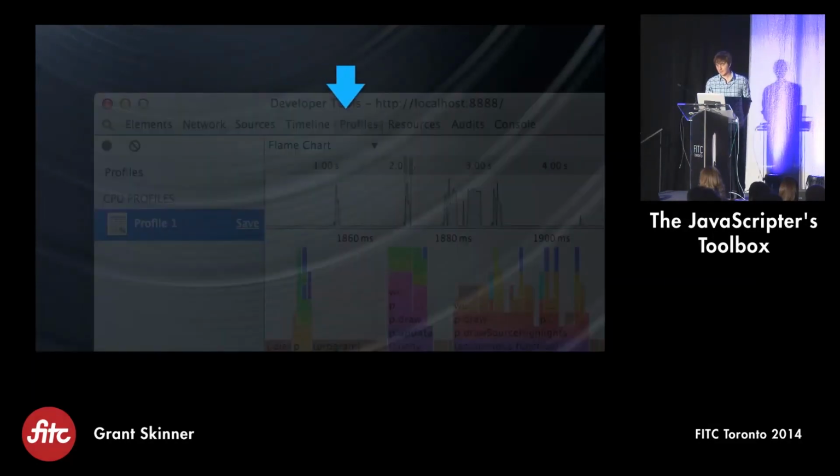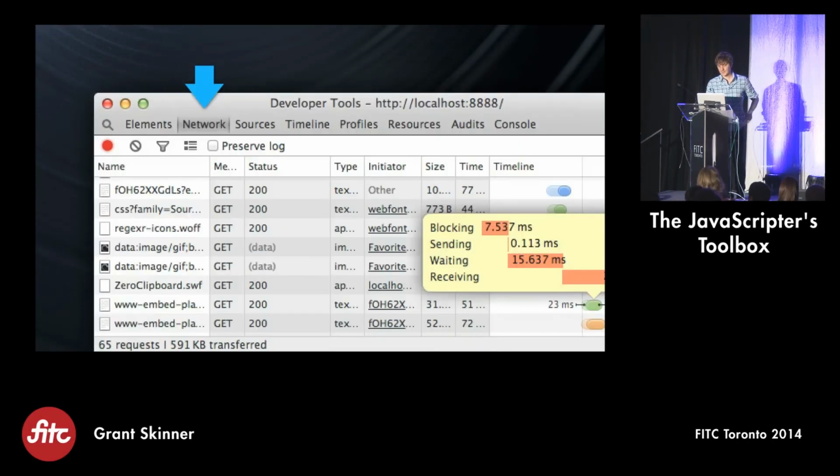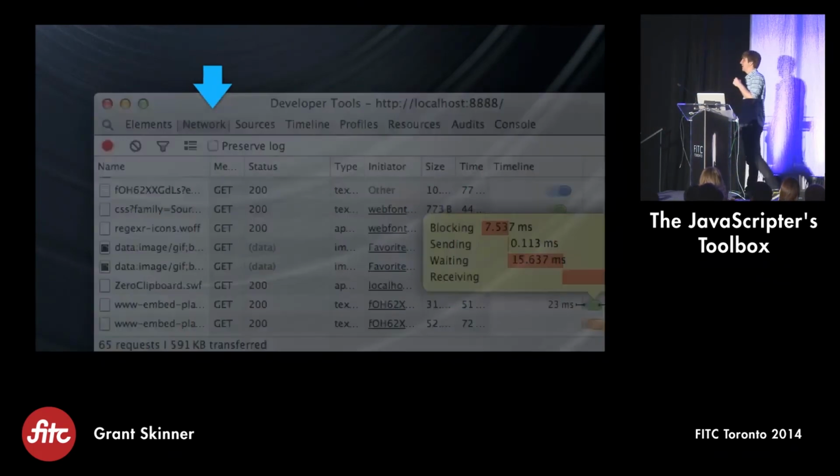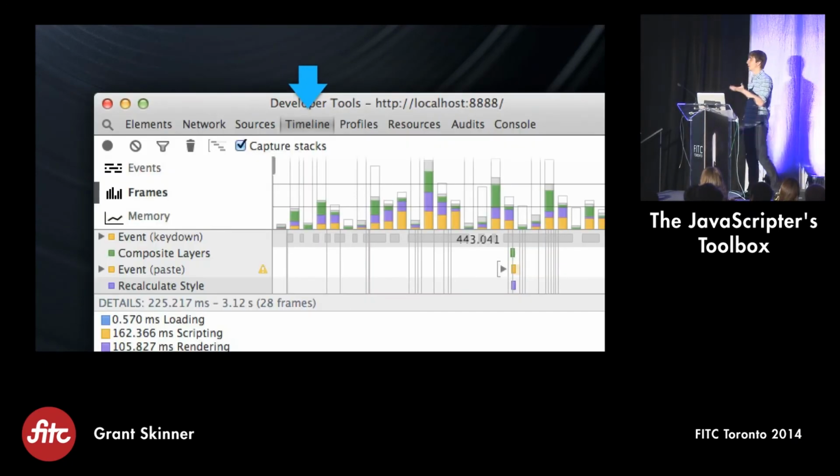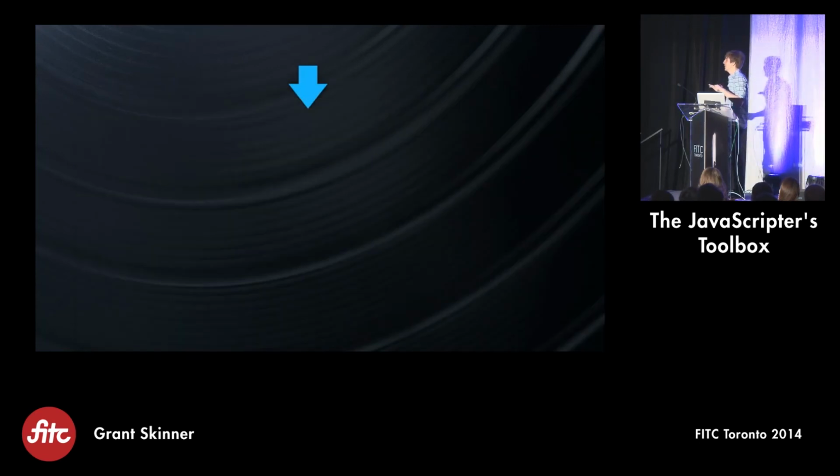So we just looked at sources, looked at profiles. These ones I'm going to go through really quickly. So network just lets you look at what was loaded, how long it blocked for, how long it took to actually establish the HTTP connection versus loading things. The timeline, which lets you take a granular look at everything that happened over a certain period of time, whether it's rendering or JavaScript execution, also memory growth over time.